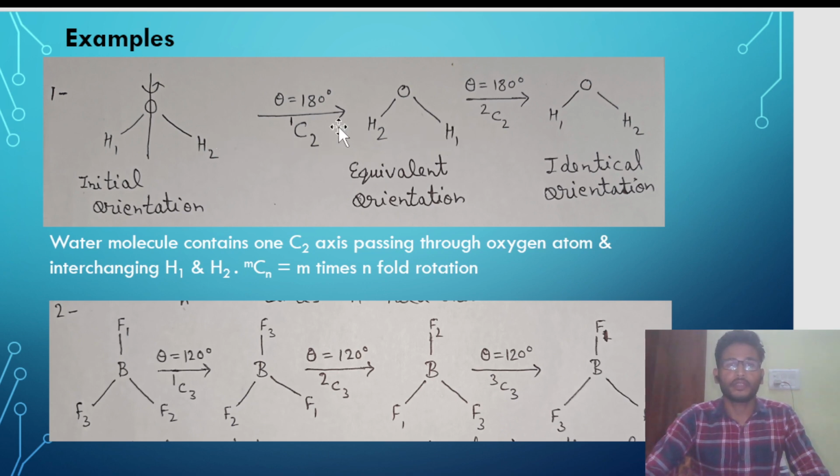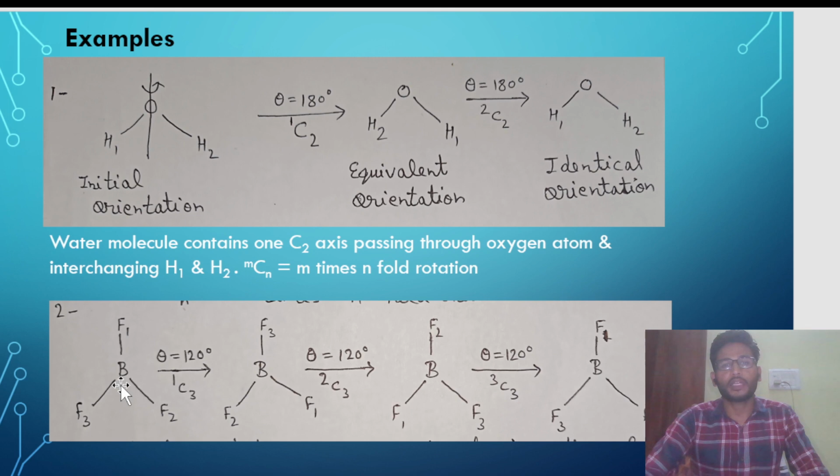And when we perform this operation further, we get an identical orientation, and this 2C2 means 2 times the two-fold rotational axis applied on the molecule. Means mCn means m times the n-fold rotational axis.